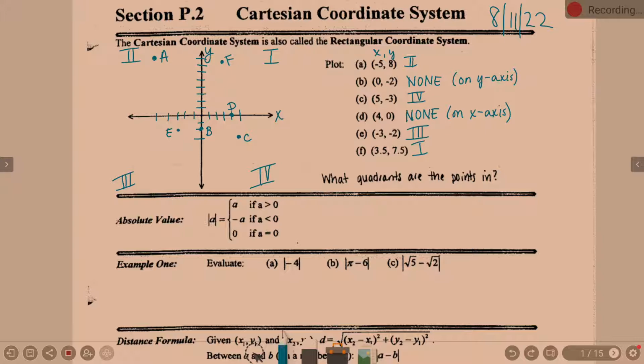We're going to talk a little bit about absolute value. And interesting enough, we have this absolute value definition. Okay? What do you guys know about absolute value? It makes a number positive, no matter what the number is. Okay, so you put absolute value bars around something. It makes that quantity inside positive. If it's already positive, it stays positive. If that quantity is negative, it becomes positive.